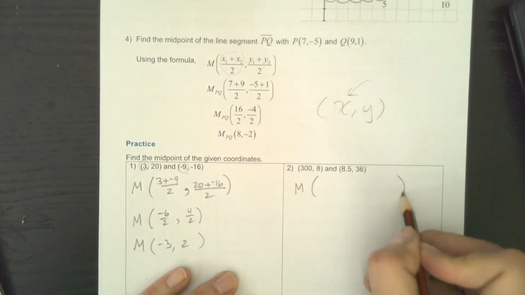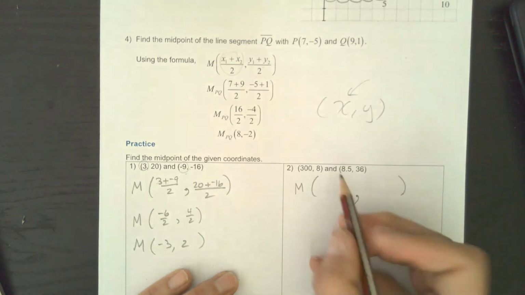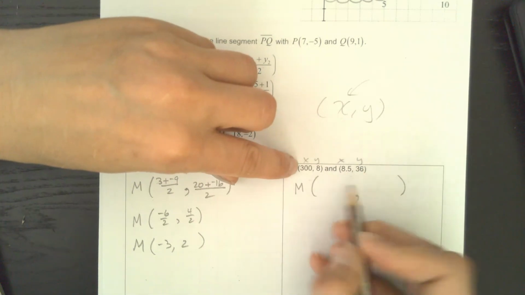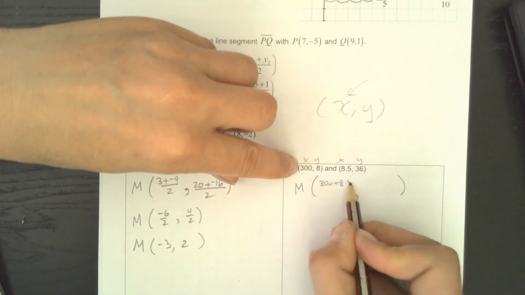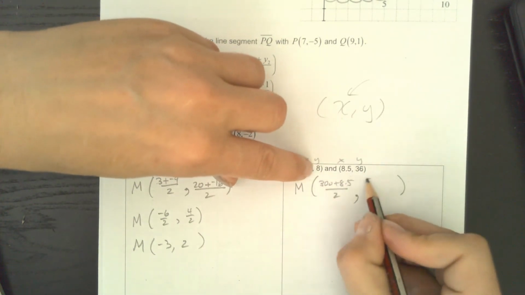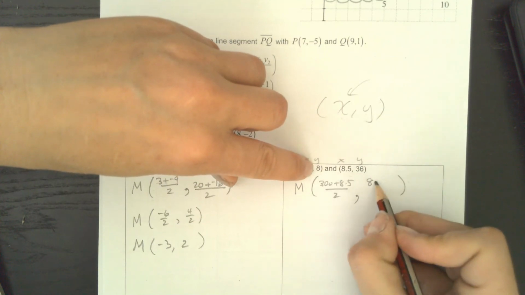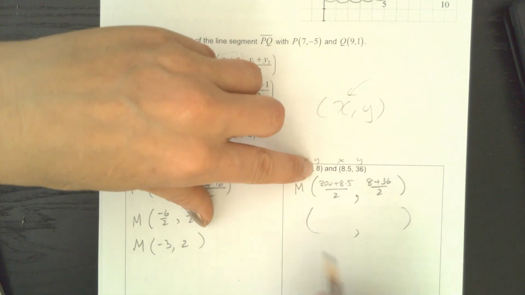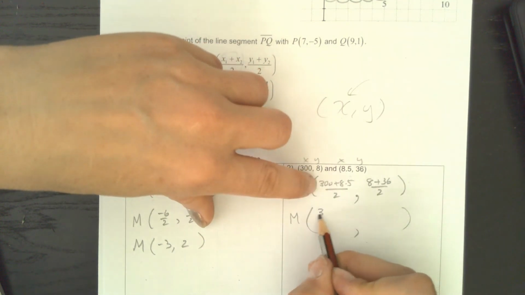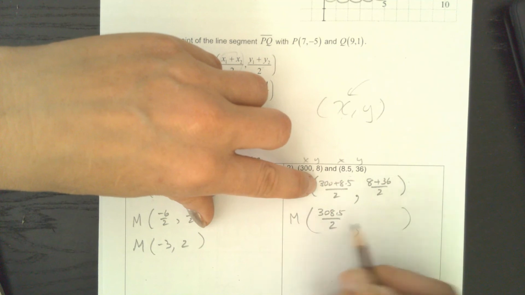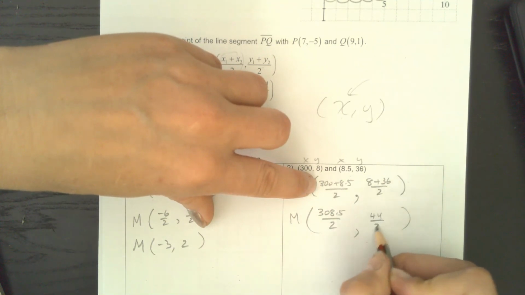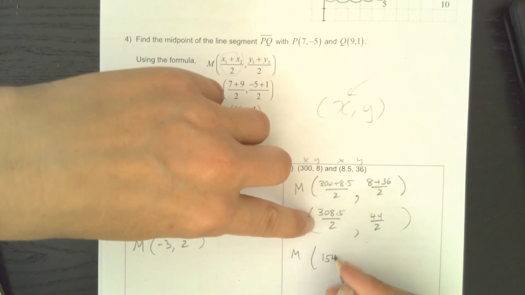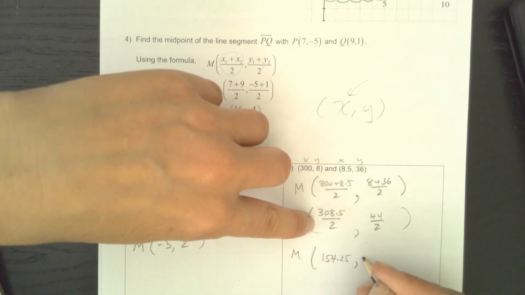Okay, let's find the midpoint of these points, but using the formula. That just means use some brackets and a comma. I'm going to add the x values: 300 plus 8.5 over 2. Now we're going to do the y values: 8 plus 36 over 2. Now we're going to put big brackets, comma. That's 308.5 over 2, and that's going to be 44 over 2. If I take half of this, it's going to be 154.25. Half of that is 22.